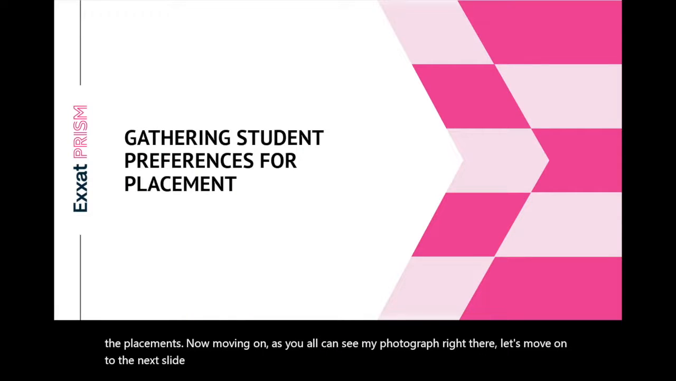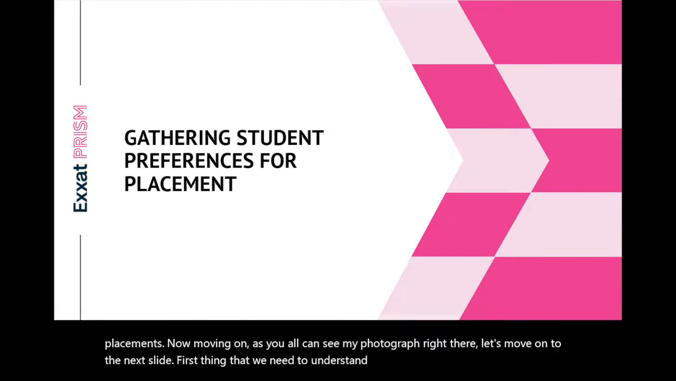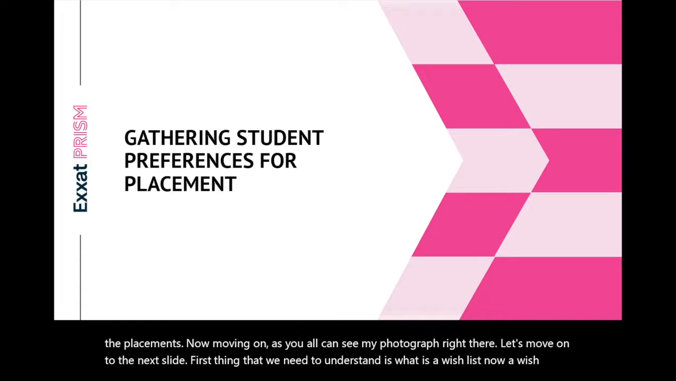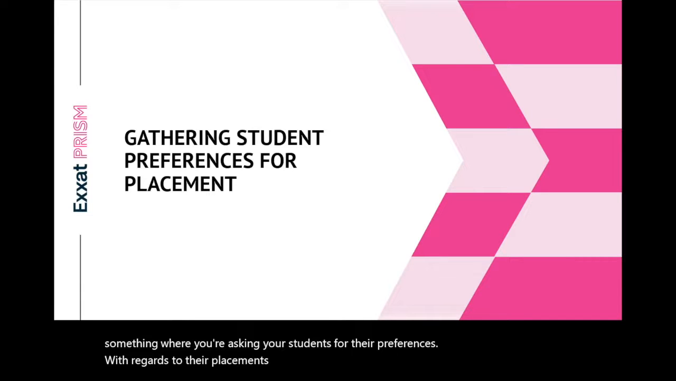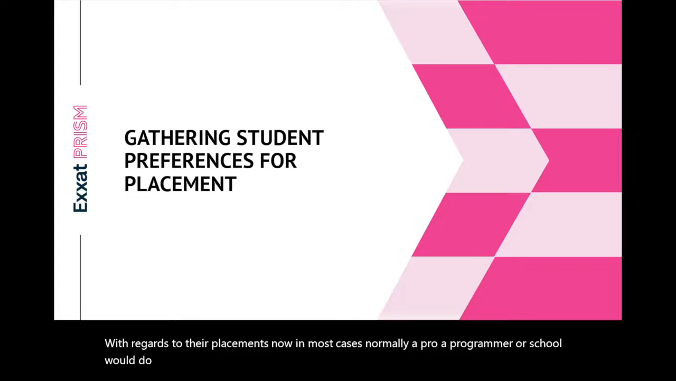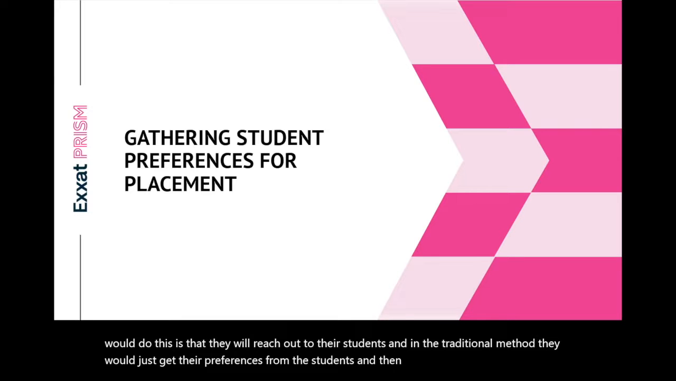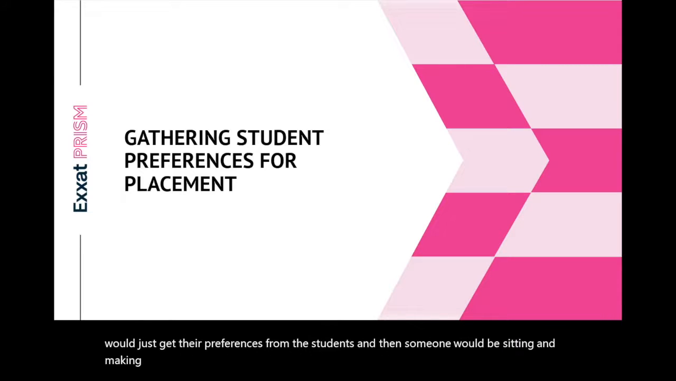First thing that we need to understand is what is a wish list. Now, a wish list is something where you're asking your students for their preferences with regards to their placement. Now, in most cases, a program or a school would reach out to their students and, in the traditional method, they would just get their preferences from the students and then someone would be sitting and making all those matches. But with Exxat, that's not how it works.